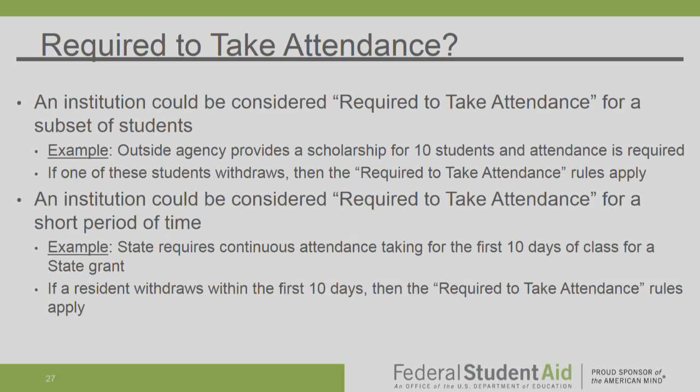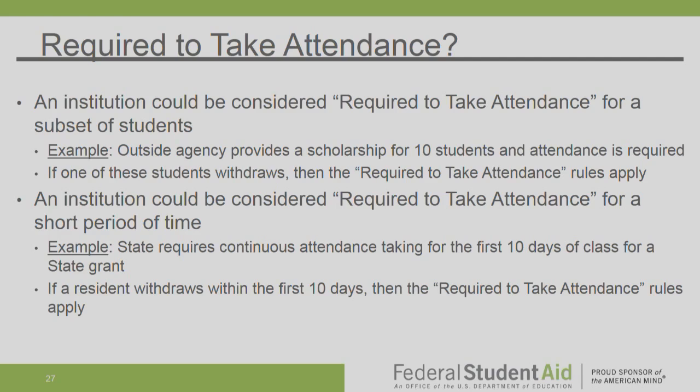So an institution could be considered required to take attendance for a subset of students, as I mentioned. So for example, an outside agency provides a scholarship for just 10 students, and they require that attendance be taken for those 10 students. If one of those students withdraws, then you are considered required to take attendance for that student when you complete the R2T4 calculation.